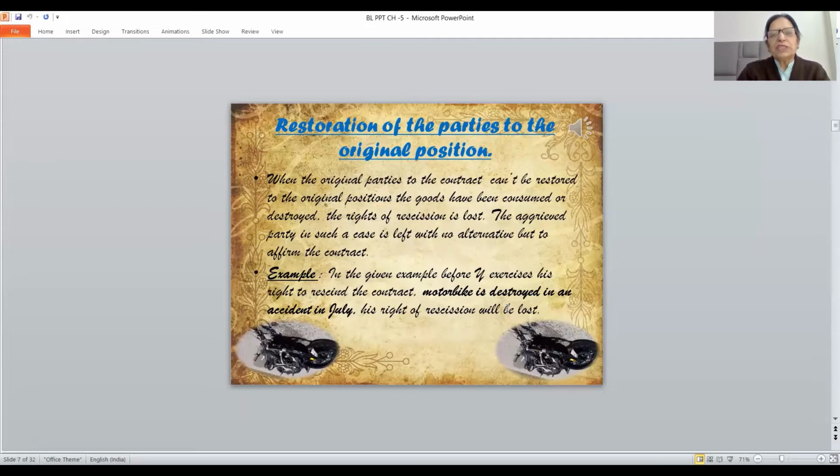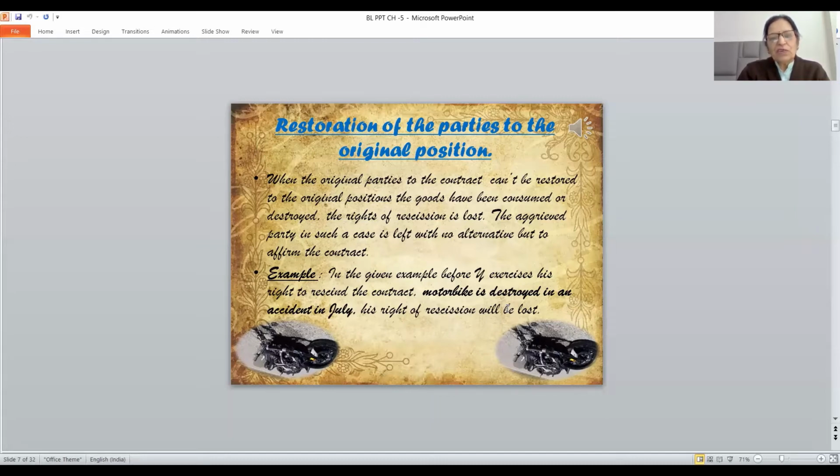Restoration of the parties to the original position. Now the situation is such that the parties cannot be restored to the original position. I have taken the example of the motorbike. The motorbike is in the possession of Y, and Y is possessing this motorbike under a voidable contract. Unfortunately, the bike gets destroyed in an accident. Then also his right to put an end to the contract will be lost, because the item is no longer in existence and nobody would like to accept this damaged motorbike. So friends, here X, the owner of the motorbike, will not have the right to put an end to the contract.